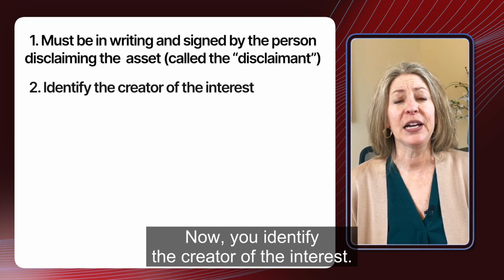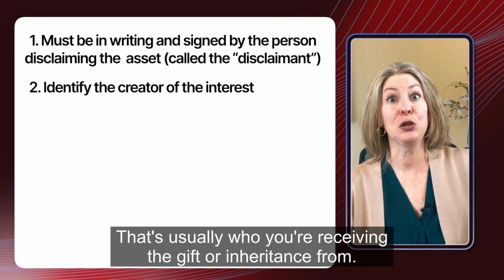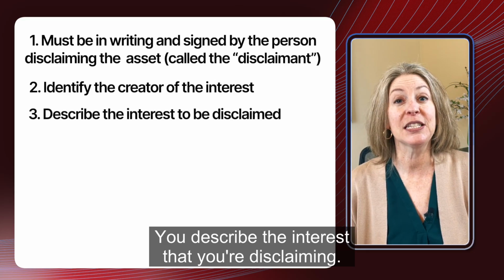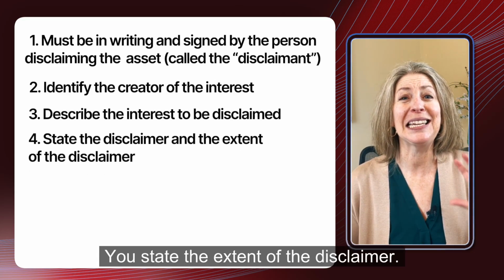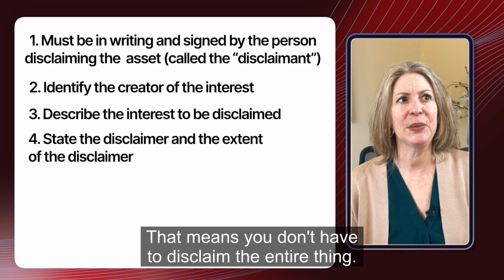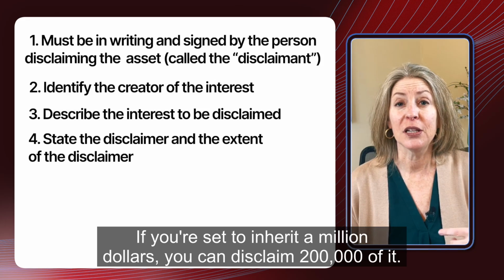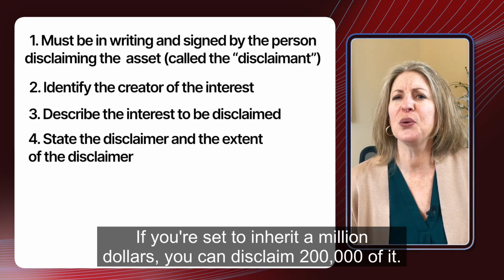Now, you identify the creator of the interest. That's usually who you're receiving the gift or inheritance from. You describe the interest that you're disclaiming. You state the extent of the disclaimer. That means you don't have to disclaim the entire thing. If you're set to inherit $1 million, you can disclaim $200,000 of it.